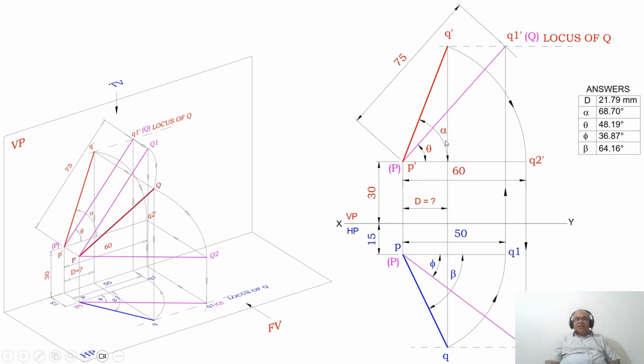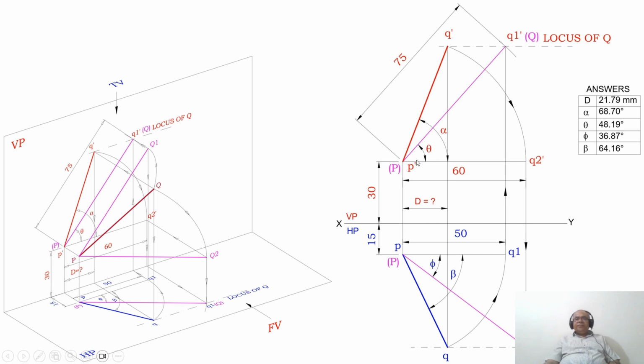Then we need to find the distance between the end projectors. What is the distance between the end projectors? The distance between the end projectors is the line joined between the front view line and the top view line of the end projectors. That means the horizontal distance between P dash to P and Q dash to Q. So what is the distance? D is equal to what? D will be equal to 22 mm when you are doing it manually.